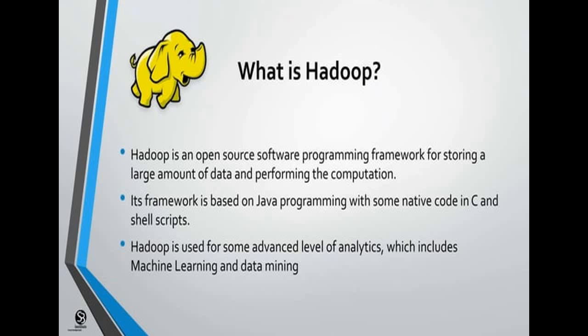Open source software means the code is available for the users, so they can define the software as per their needs. So it is an open source framework provided by the Apache for large amount of data and performing the computations. So its framework is based on the Java programming and some native code in C language and some shell scripts in Linux.